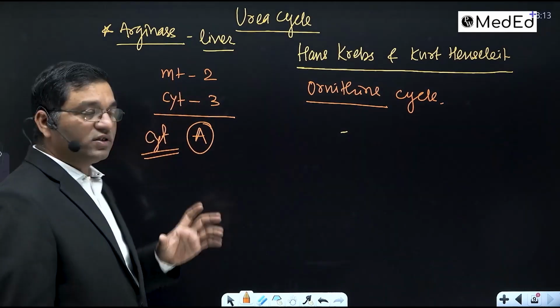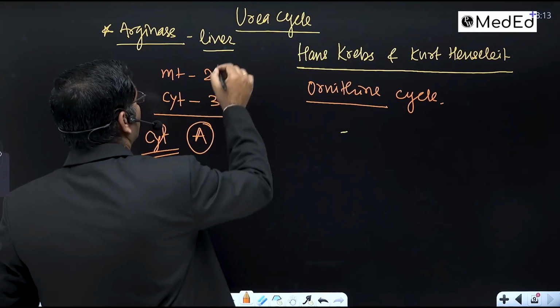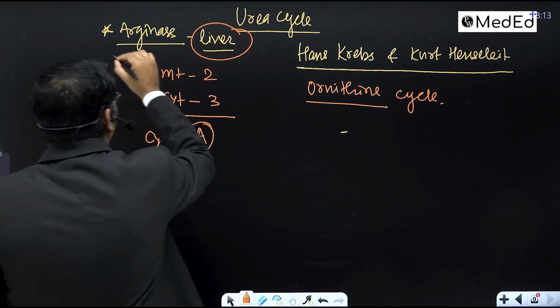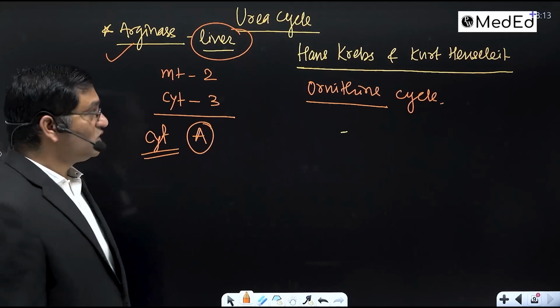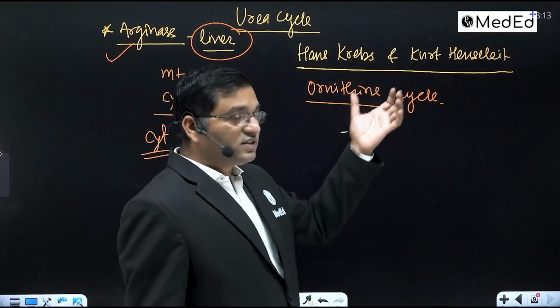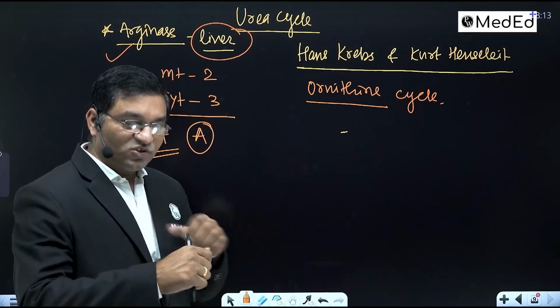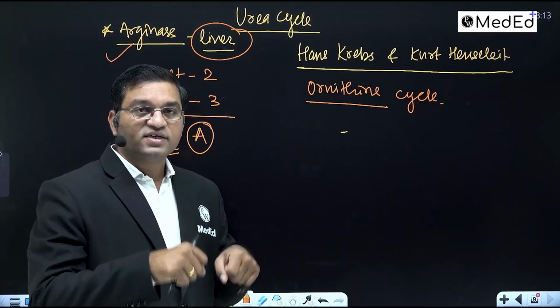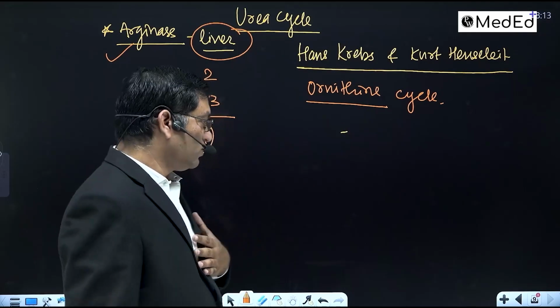So the 2 plus 3 steps occur in the mitochondria and cytosol, specifically in the liver because of the presence of the enzyme arginase in the liver. It is connected with the TCA cycle, so it is known as the Krebs bicycle. It is also known as the ornithine cycle.